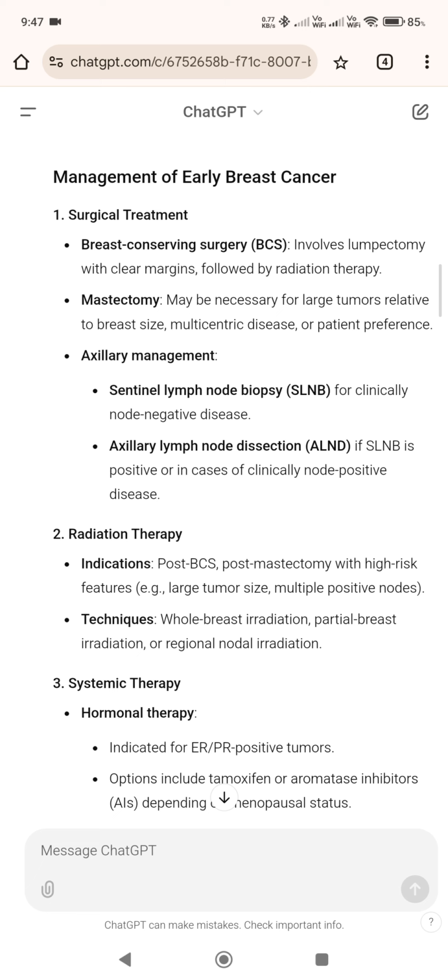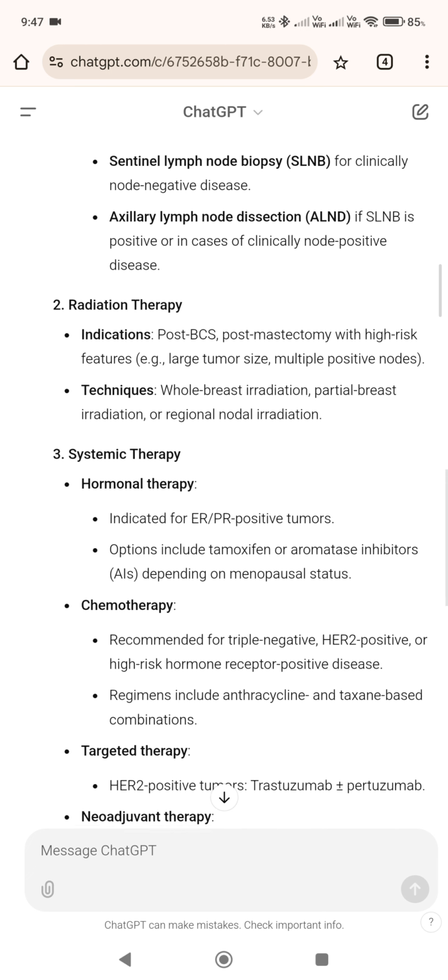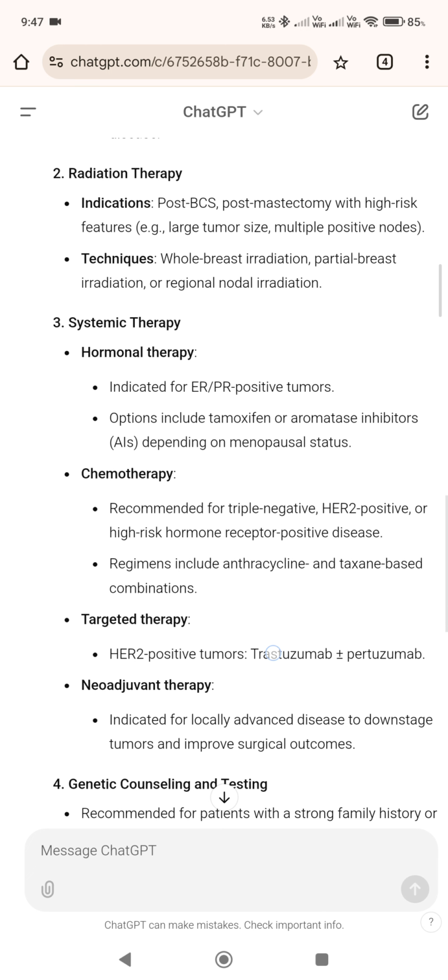Axillary management. Sentinel lymph node biopsy, SLNB, for clinically node-negative disease. Axillary lymph node dissection, ALND, if SLNB is positive or in cases of clinically node-positive disease. 2. Radiation therapy. Indications: post-BCS, post-mastectomy with high-risk features, e.g., large tumor size, multiple positive nodes. Techniques: whole breast irradiation, partial breast irradiation, or regional nodal irradiation.